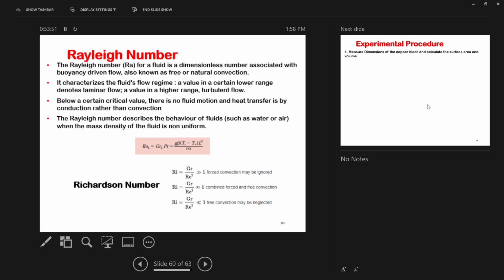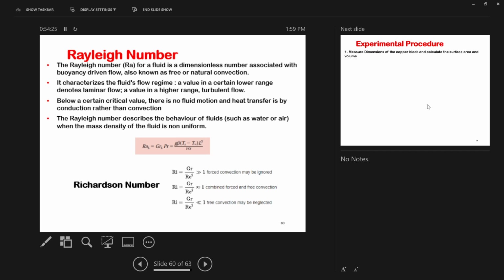Another number that becomes important for us is the Richardson number, which is going to tell you whether natural convection is dominant or forced convection is dominant. Which one is more dominant, right? If your Richardson number is smaller than 1, you can maybe neglect free convection. If it is equal to 1, then you have to include the effects of both natural and forced convection. And if it's larger than 1, forced convection can be ignored.